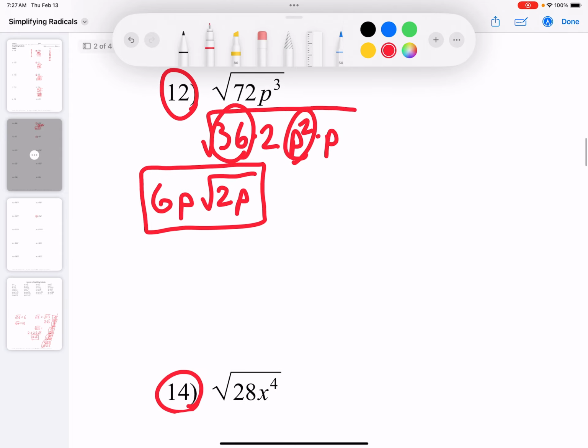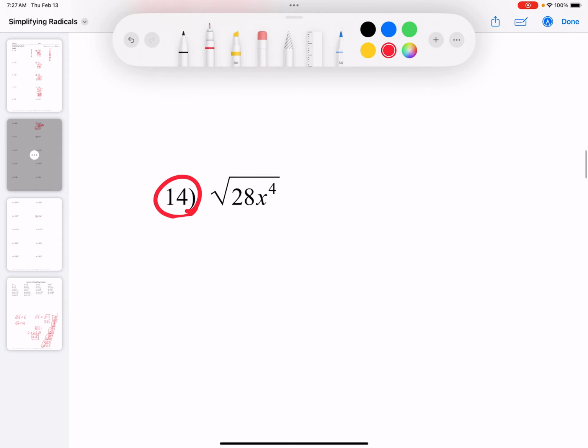So for number 14, when you have an even exponent, all you do is you divide by what's called the index. This number that's not here is a 2. We divide 4 by 2, and that's how we get rid of the variables, and I'll talk about that more in a minute. So with 28, we can write that as 4 times 7.